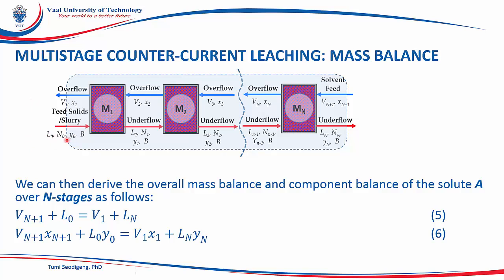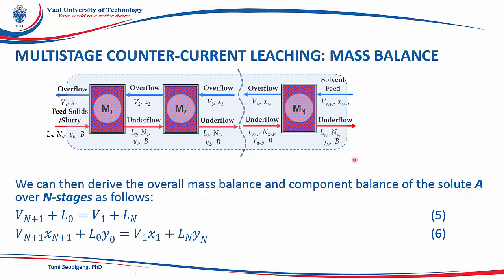In the underflow, we have the solids and the solution. The solution in the underflow will be referred to as the L phase, which contains the solute and the solvent. The solids by themselves in the underflow, without the inclusion of the solutes or the solvent, will be referred to as the B phase. Okay, we can then derive the overall mass balance and component balance of the solute A over n stages as follows.